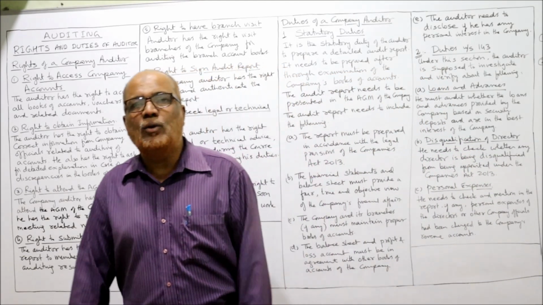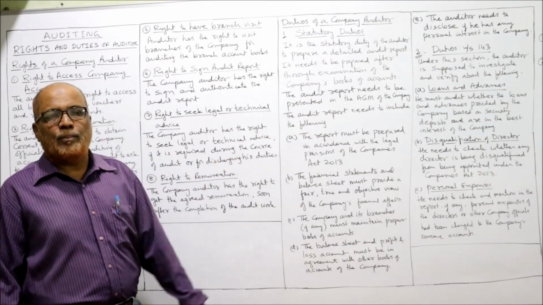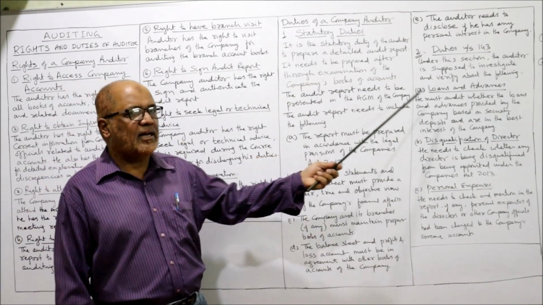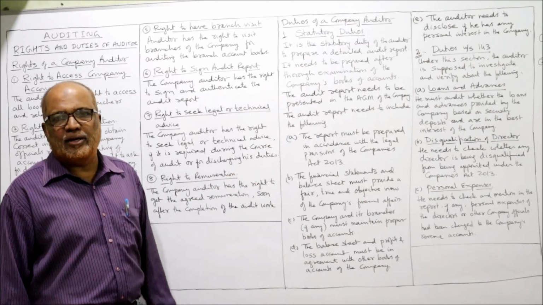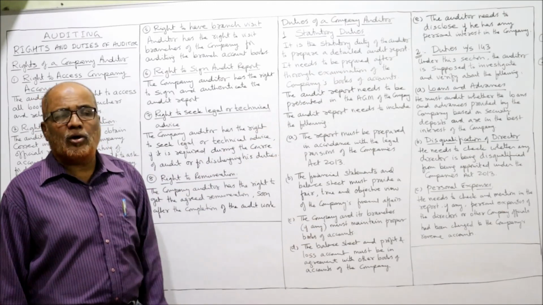Now I am coming to the duties of a company auditor. Broadly, we divide the duties into two categories: statutory duties and duties under section 143. First of all, statutory duty. It is a statutory duty of the auditor to prepare a detailed audit report.